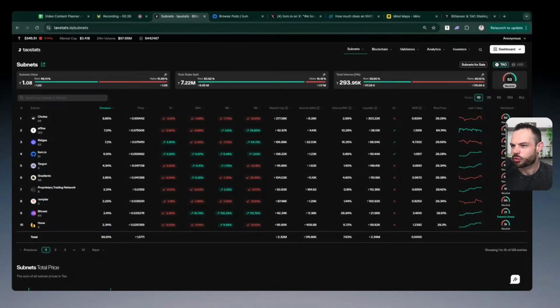So first and foremost, if we jump over to Tao Stats and we check out Lium in the list of subnets here, sorted by top emissions, Lium.io is generating the fourth largest amount of emissions, only behind Ridges, Affine, and Shoots.